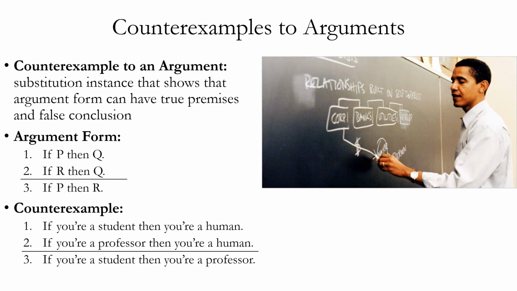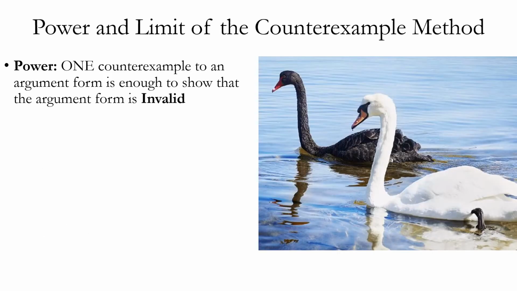So we know that the premises are true, but the conclusion can be false. Not all students are also professors, and in fact, most aren't. So that's enough to prove the whole argument form is invalid. So this counterexample method is one way to test if an argument form is valid or invalid.